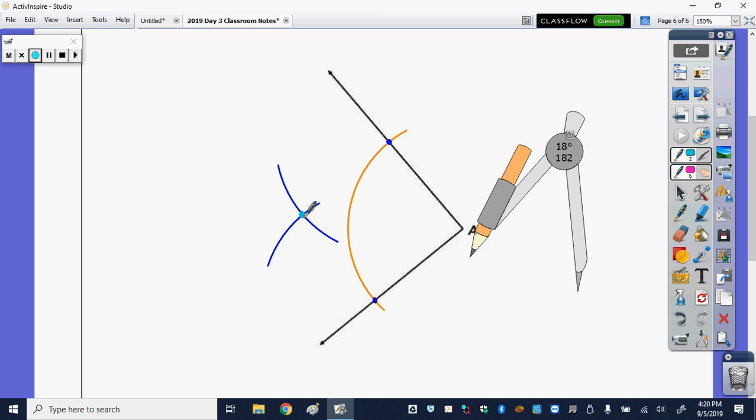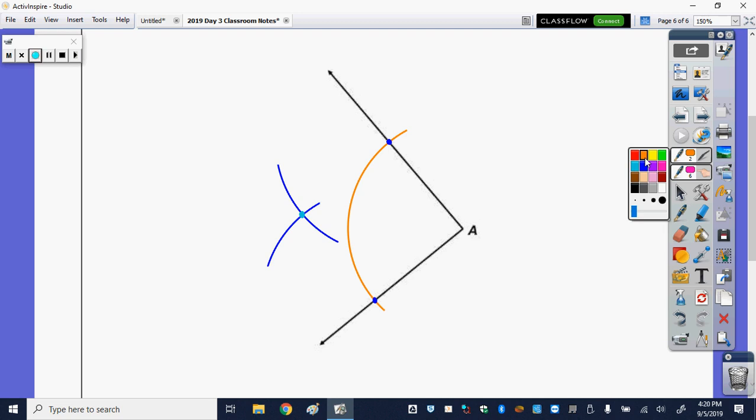So now, through that point of intersection, you're going to take your straight edge and draw a ray from the vertex of the angle through that point, and I'm just going to sketch it. And that is the angle bisector of angle A. It did not say to label it, but say we had to construct ray AP, the angle bisector, then we just put a P there.